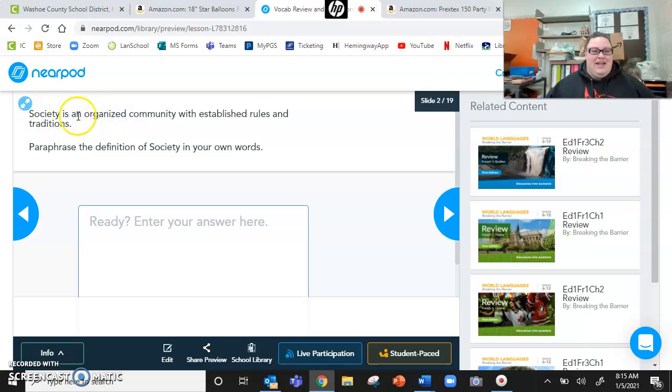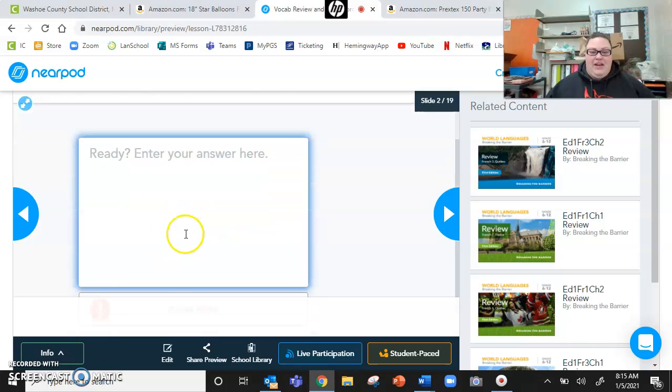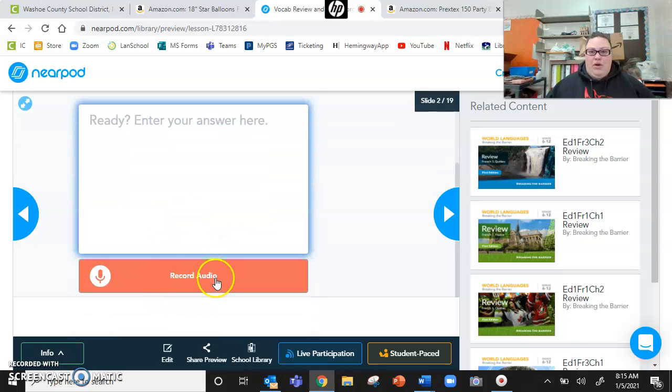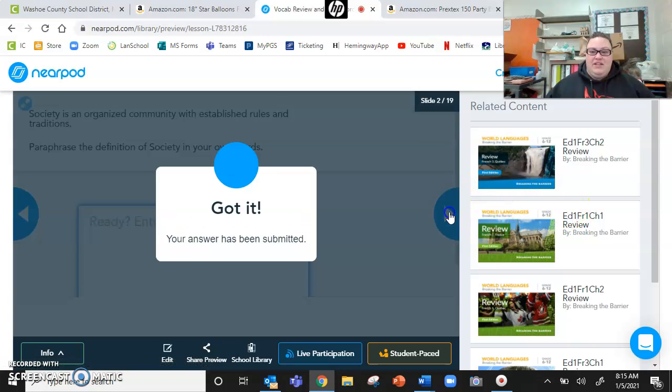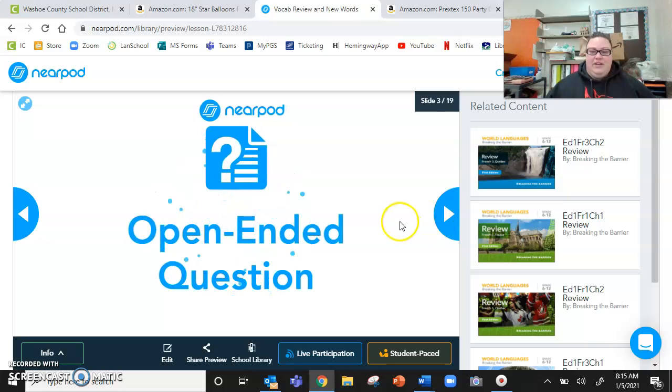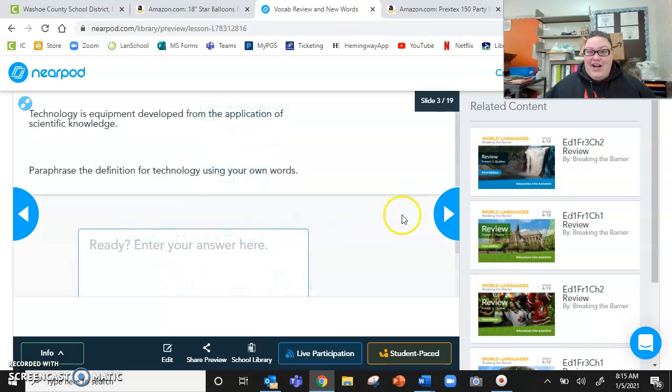It says society is an organized community with established rules and traditions. So that is our definition for society. Now you're going to paraphrase the definition of society and put it into your own words. You're going to type that there or record your audio. And then when you're done with that, you're going to go to the next. Now I get to click to the next without actually answering. You have to answer.